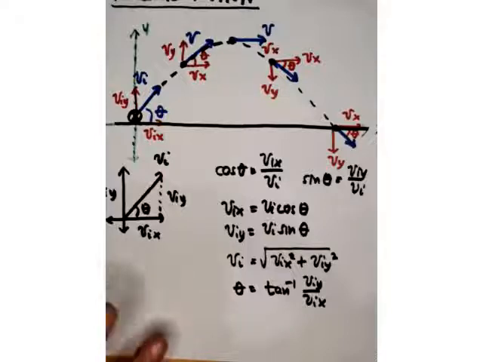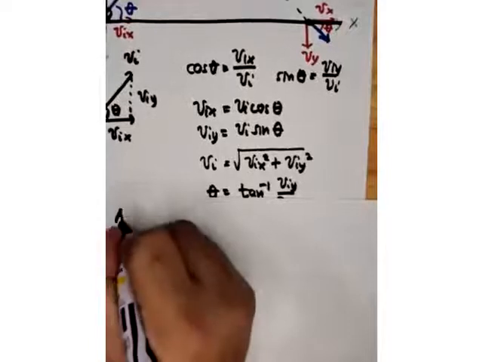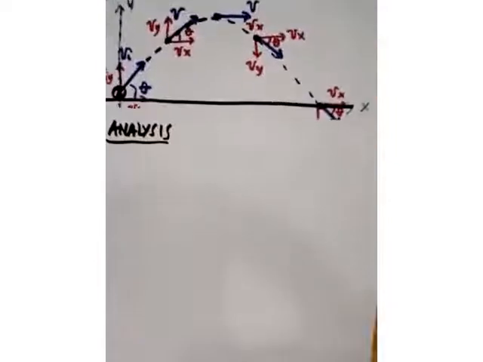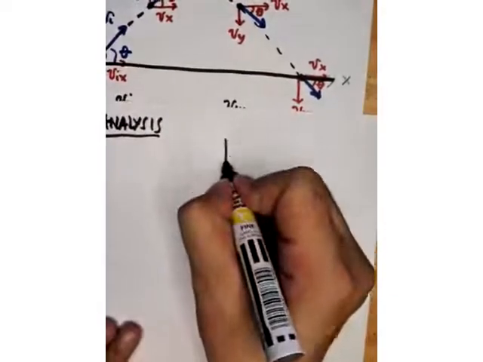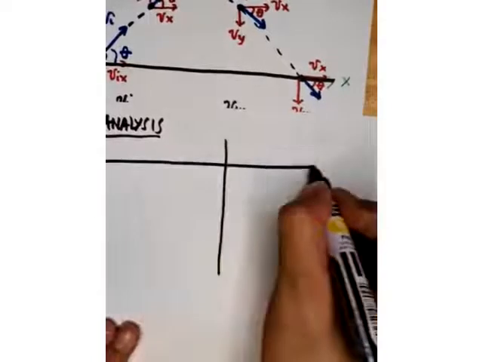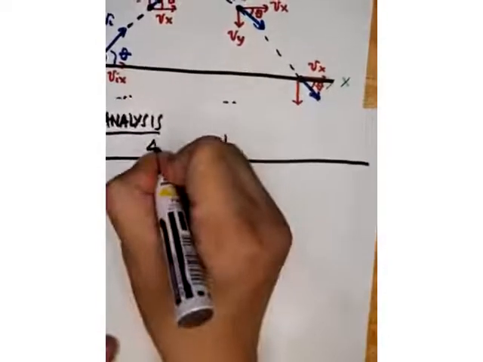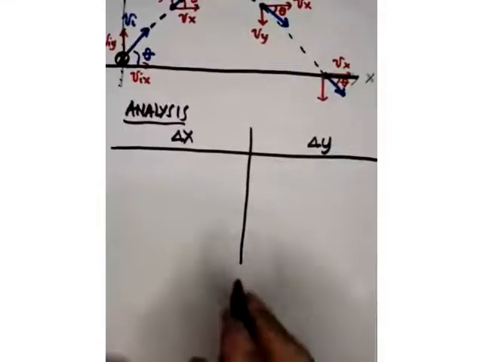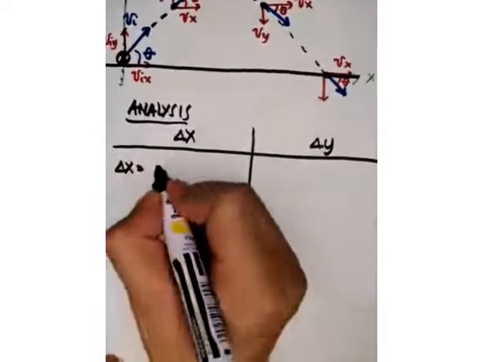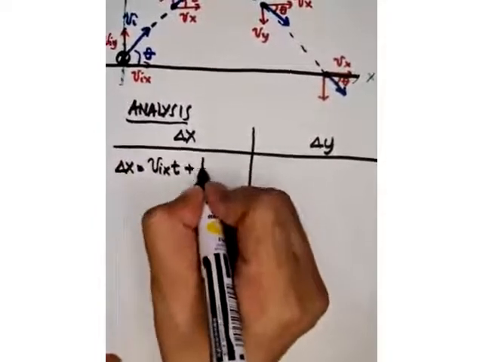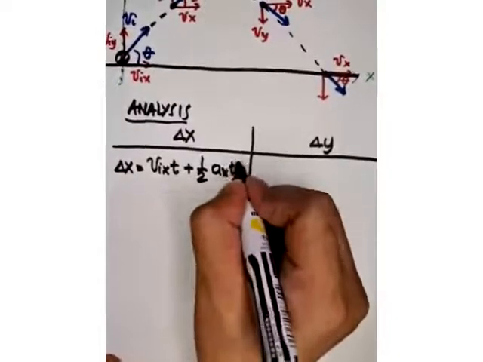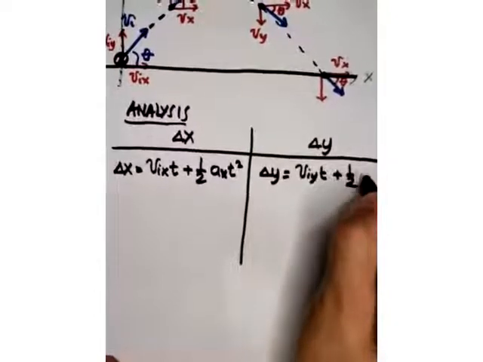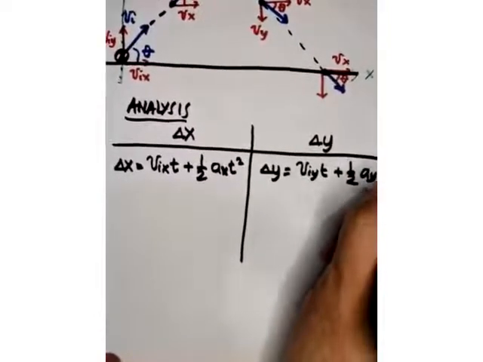Okay, let's go to the analysis. Paano ba natin siya i-analyze? Okay, class, ang analysis natin is, sabi kasi, they are completely independent. So, hatiin natin siya in terms of delta X and in terms of delta Y. Ang formula natin gagamitin is delta X is VIXT plus 1/2 AX T squared, and delta Y is equal to VIYT plus 1/2 AY T squared.